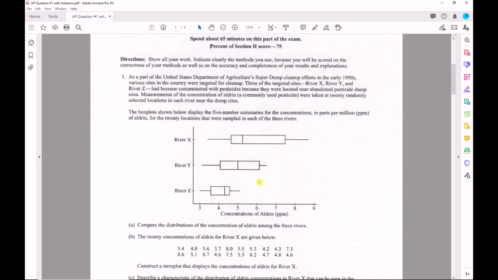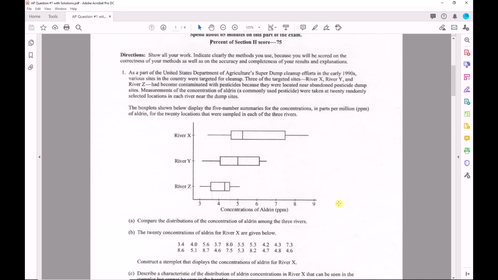Oh, the spread. Now you can try to quantify or put numbers to the IQR. But if you just say that river X is the most variable, and then river Y would be the next most variable, and river Z would be the least variable, they love that term variable. Again, I think their scoring guideline puts approximate IQR values on it, but those things match up to what I just said. So there's a scoring guideline after that.